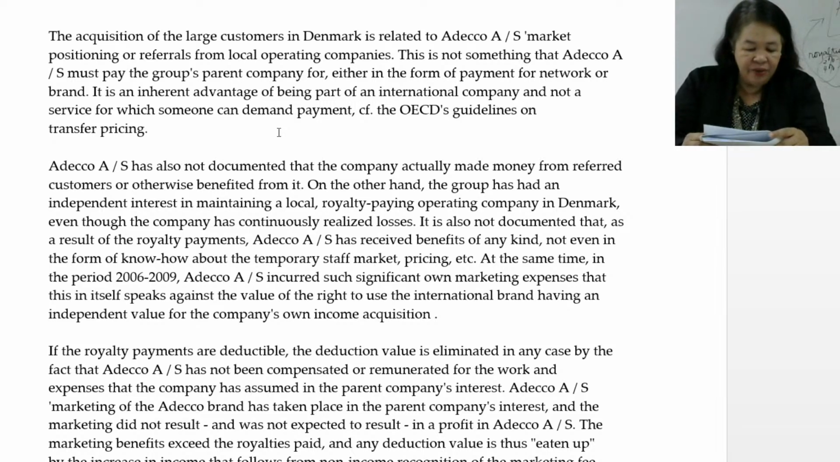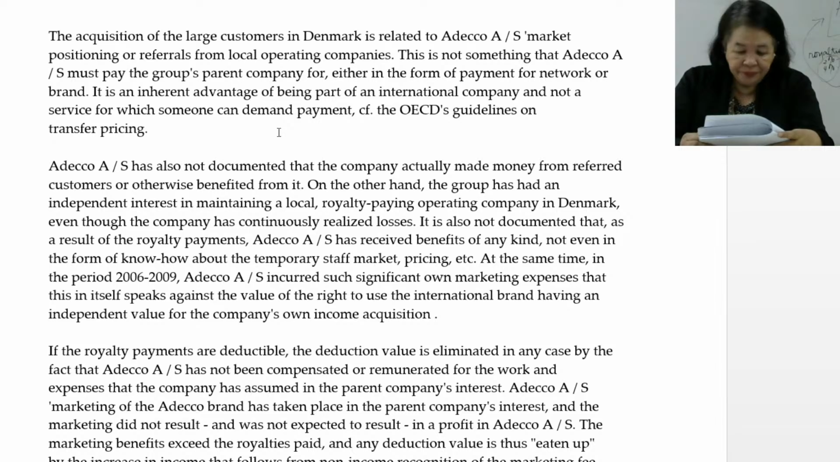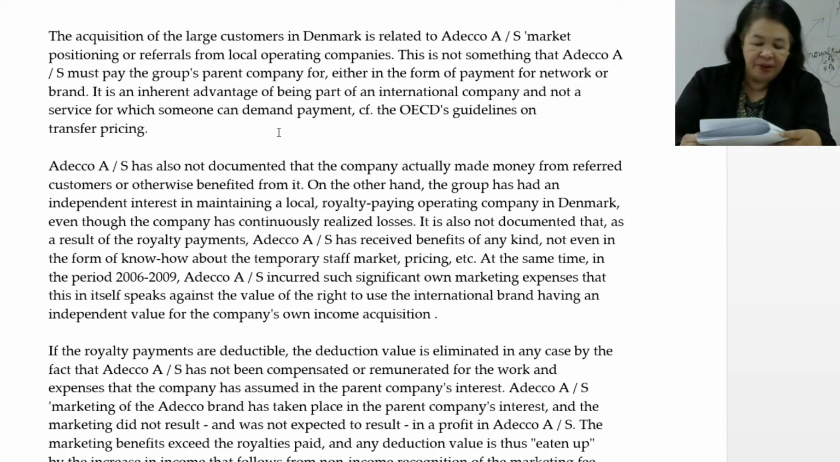Ano pa? Adecco AS has also not documented that the company actually made money from referred customers or otherwise benefited from it. Ito yung contention ng tax authority, ha? Okay. On the other hand, the group has had an independent interest in maintaining a local royalty-paying operating company in Denmark, even though the company has continuously realized losses.